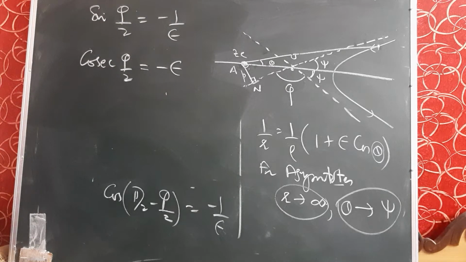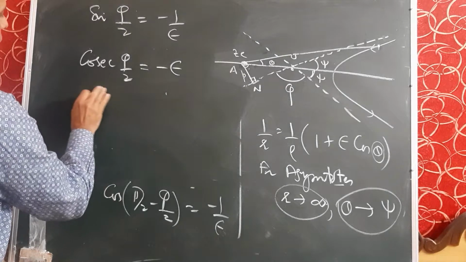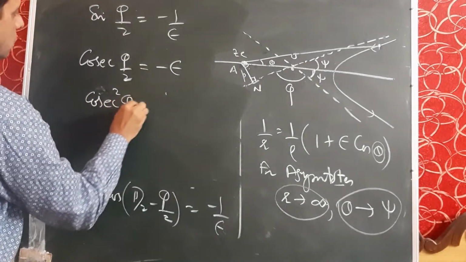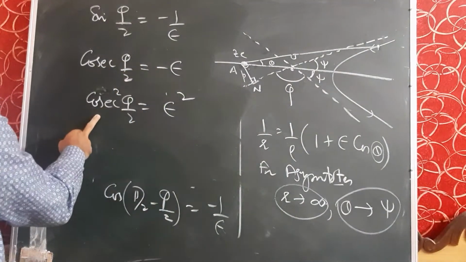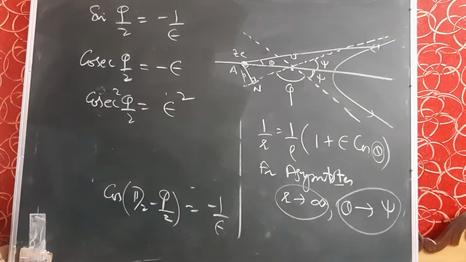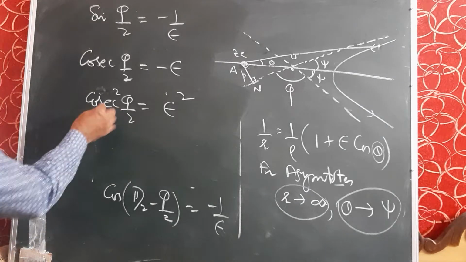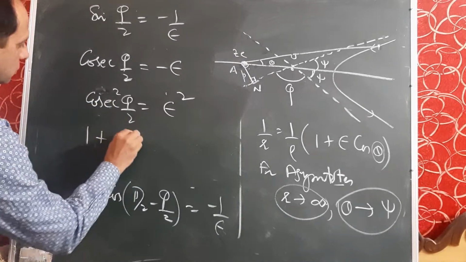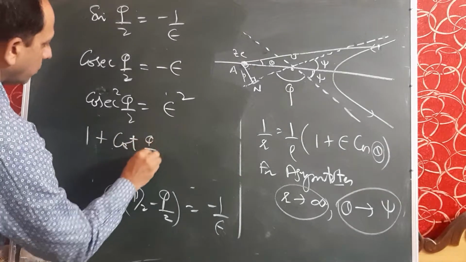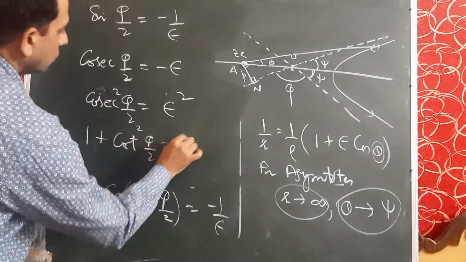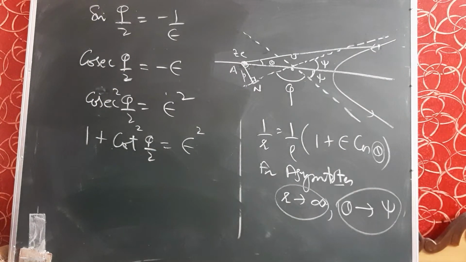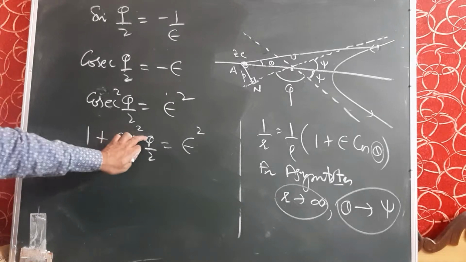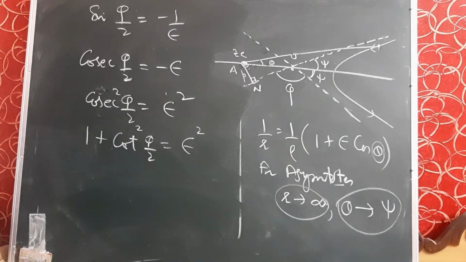Now, squaring both sides, it will become cosecant square phi by 2 is equal to epsilon square. Cosecant square theta is 1 plus cot square theta. So this may be written as 1 plus cot square phi by 2 is equal to epsilon square. Is it clear? 1 plus cot square phi by 2 is equal to epsilon square.